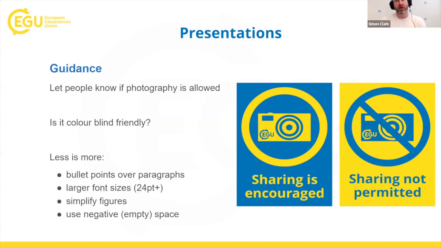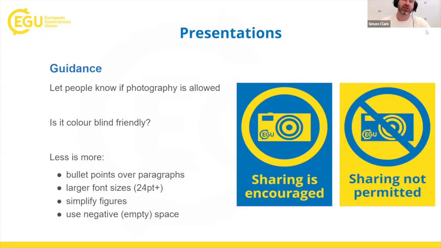Please check if it's also colorblind friendly. There is guidance and also tools you can use on the EGU25 website, or that are linked to on the EGU25 website, which help you with this. The easy way is just turn a figure or graphic black and white, and if you can't distinguish different parts of it, then it's probably not colorblind friendly.